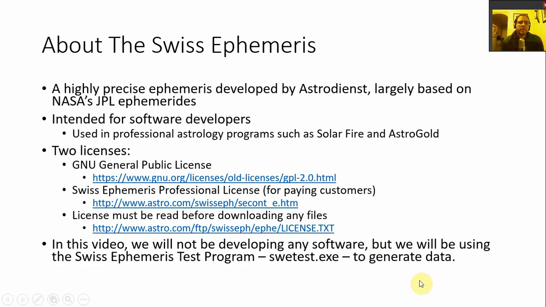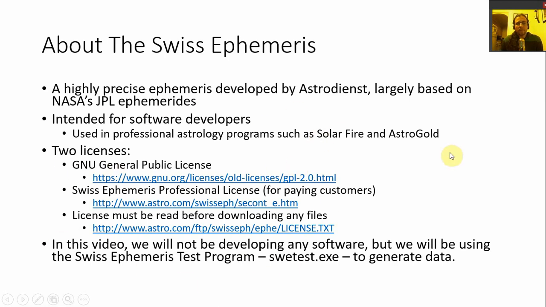So the Swiss Ephemeris is a highly precise ephemeris developed by Astrodienst, largely based on NASA's JPL Ephemeris. It's intended for software developers and it's used in professional astrology programs such as SolarFire and AstroGold. There are two licenses, a general public license and a professional license for paying customers. And you must read the license before downloading any files. So there's some links here for you to access the licenses.